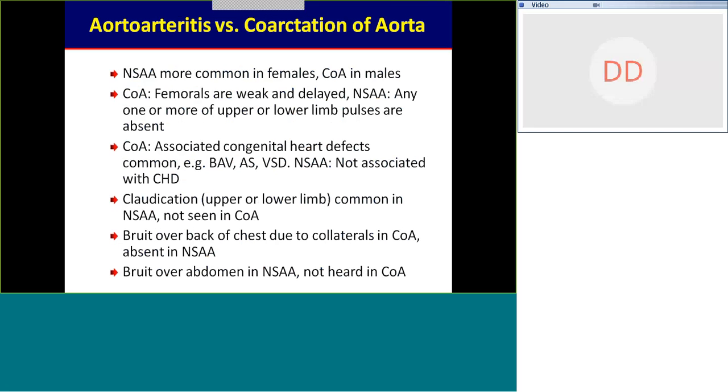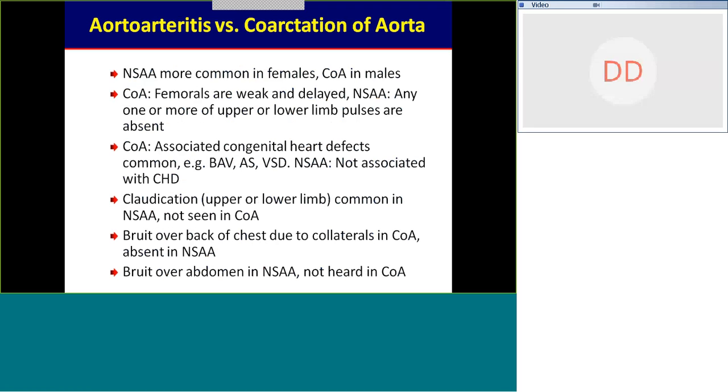It's usually a child of 10 years, 12 years, 15 years that you're given in the exam, and then there is absence of femorals. Remember that coarctation is far more common in males, whereas aortoarteritis is more common in females. And in coarctation, it's only the femorals that are going to be weak unless we're talking of aberrant subclavian. But in aortoarteritis, it could be any of the pulses. So even upper limb pulses and carotid pulses may be weak, and not necessarily just the femorals.